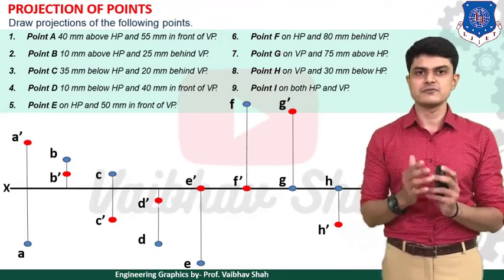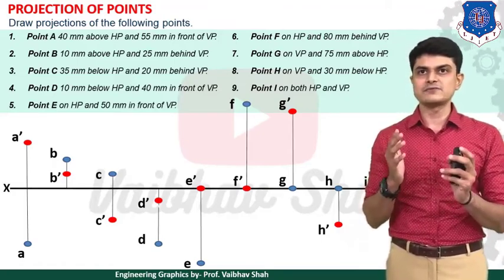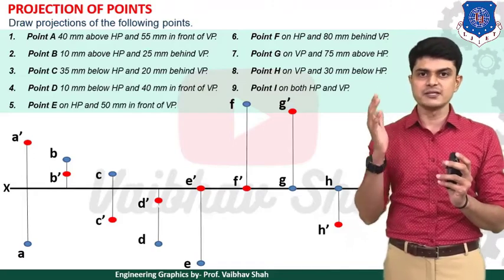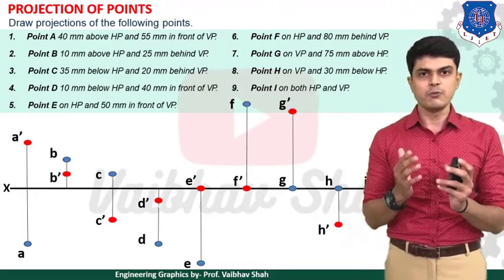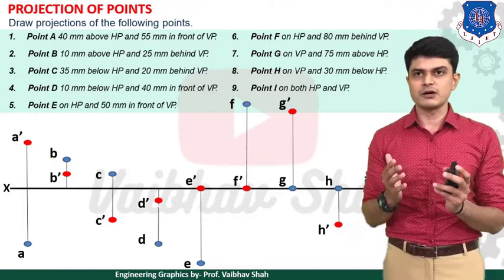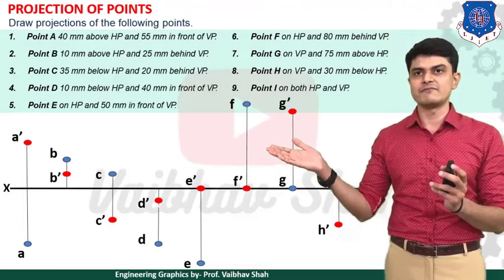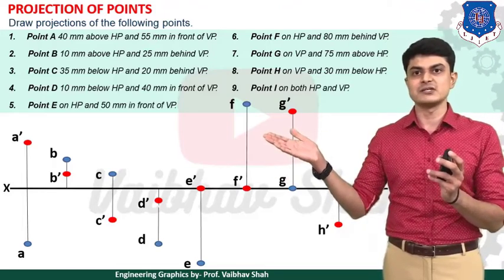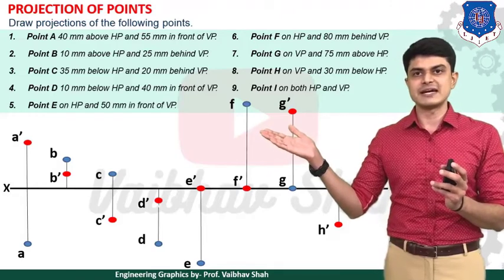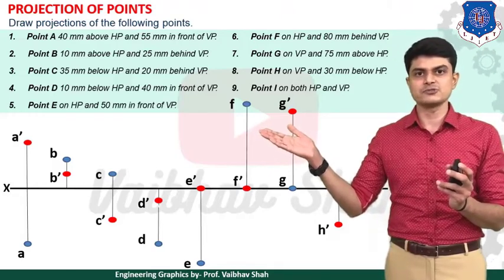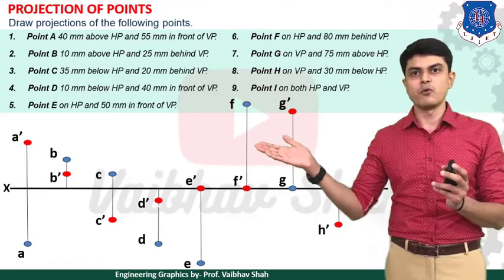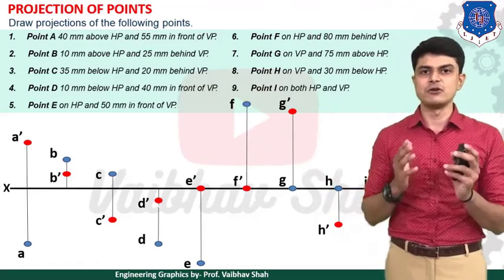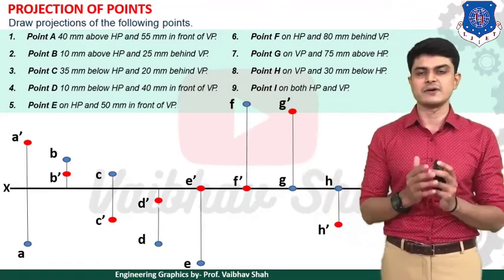So let us start first with point A dash. Point A is 40 mm above HP. Let us remember the table. Above HP means what? Above the XY line, right? So let us plot our point 40 mm above the XY line, which would be your point A dash, as you can see on the extreme left-hand side with the red point. You need to draw this point 40 mm above your XY line, and you will have your point A dash.